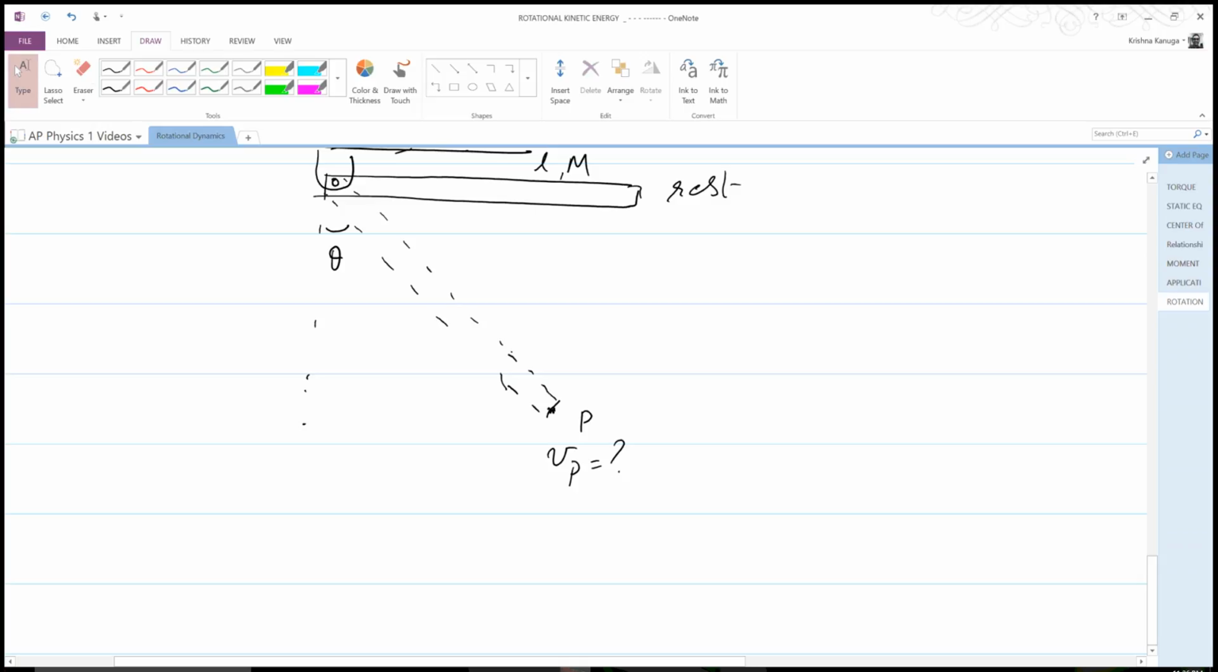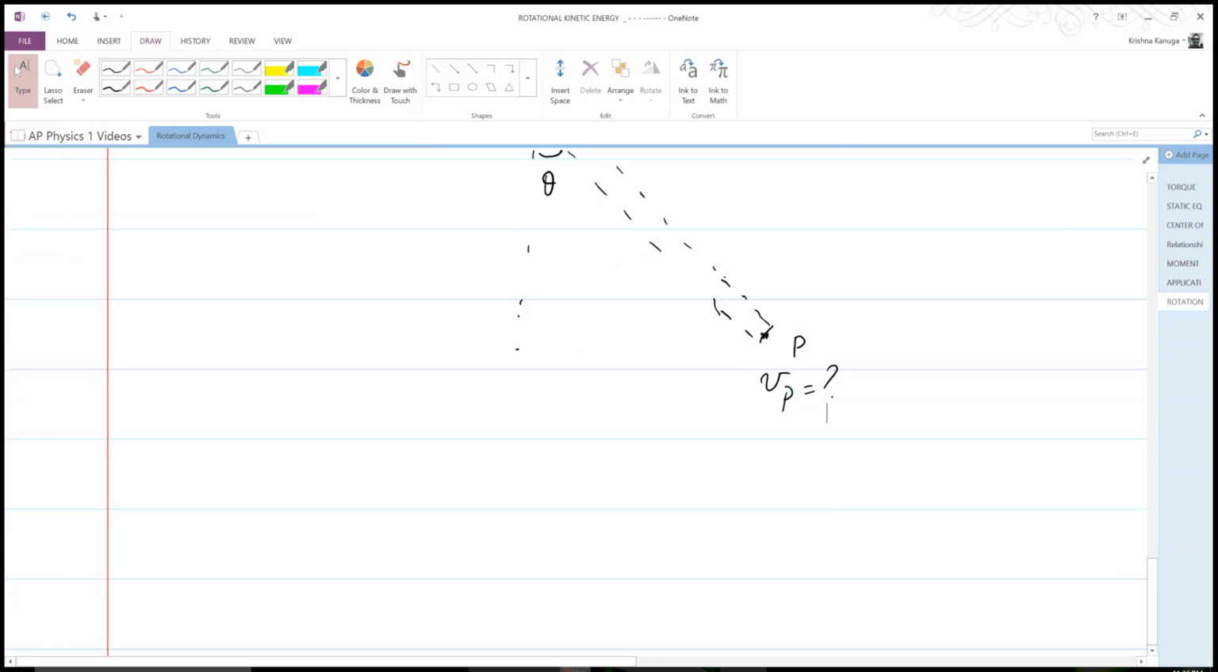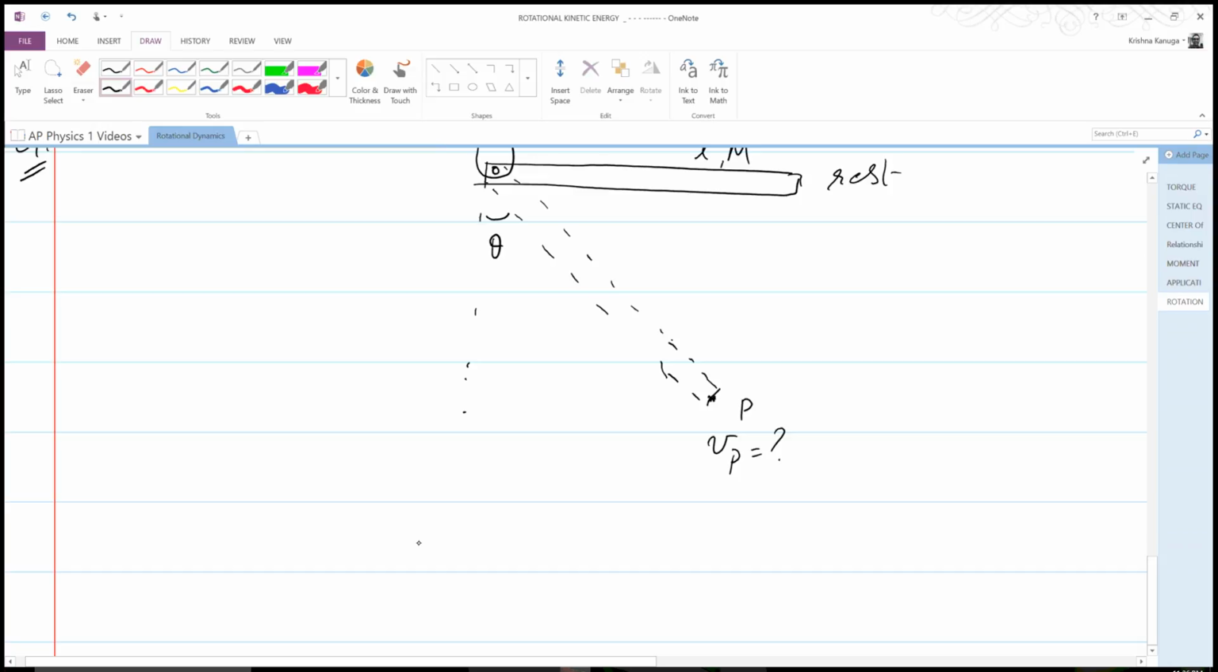So here's the approach we will use. I'm going to use the concept of the conservation of mechanical energy. Okay, so I'm going to use ME initial equals ME final. Now, in the beginning, we realized that all we have is gravitational potential energy.